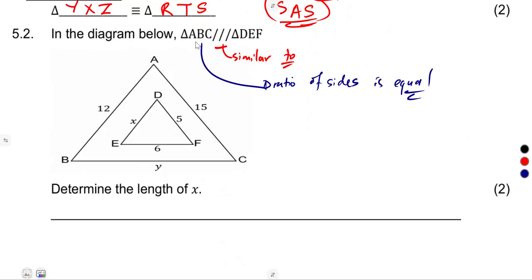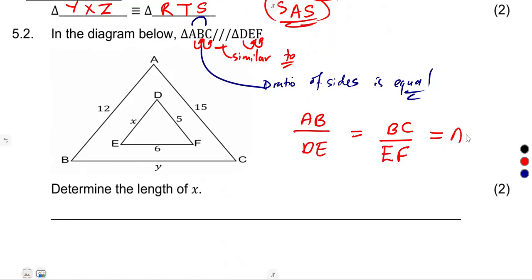Ratio of corresponding sides. It's like this. AB as a side, AB over the corresponding D to E. All right. Must be equal to, we move on, BC. So this is BC over what? E to F. Over EF. This must be equal to from A to C. All right, A to C over what? D to F. Like that. That's the ratio of sides from similar figures.